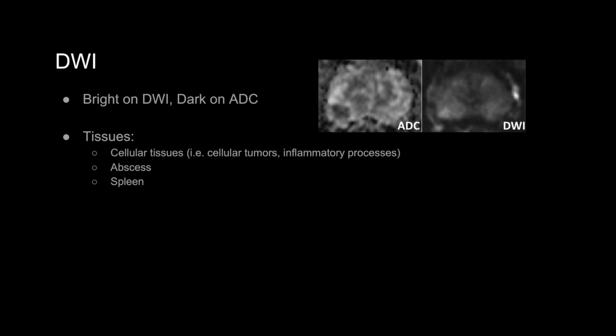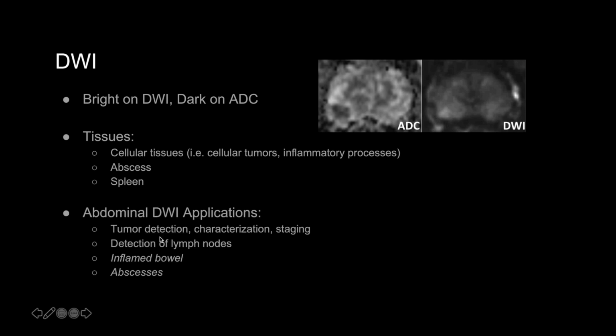Other things that restrict diffusion include abscesses and normal things like the spleen. When looking at an abdominal MRI, DWI images can be useful for a number of things, and we've mentioned the tumor detection, characterization, and staging. Also, they're helpful to detect lymph nodes. They pop out on DWI images, as well as multiple other things.